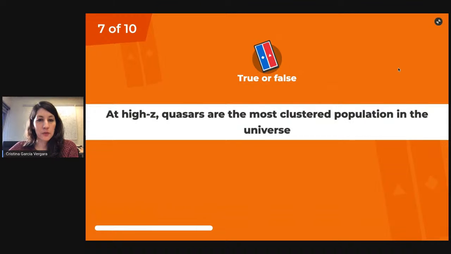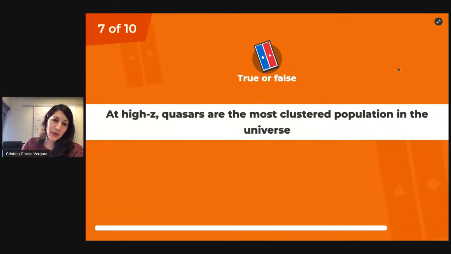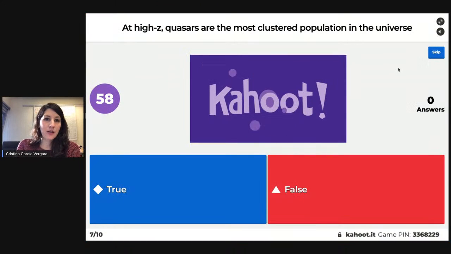This is a true or false question. At high redshift, quasars are the most clustered population in the universe. True or false?